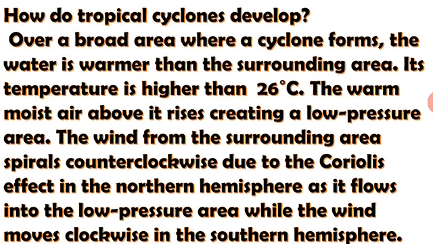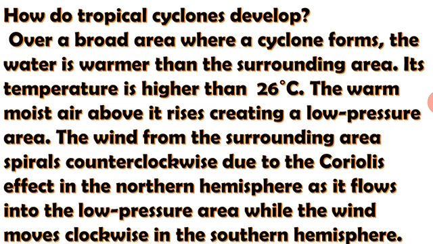So how do tropical cyclones develop? Over a broad area where a cyclone forms, the water is warmer than the surrounding area. Its temperature is higher than 26 degrees Celsius. The warmer moist air above it rises, creating a low pressure area, and the wind from the surrounding area spirals counterclockwise due to the Coriolis effect in the northern hemisphere as it flows into the low pressure area, while the wind moves clockwise in the southern hemisphere.